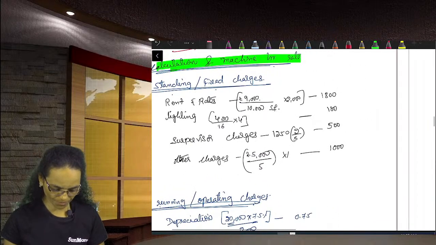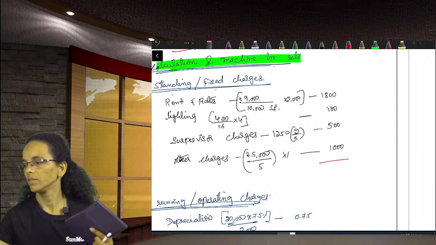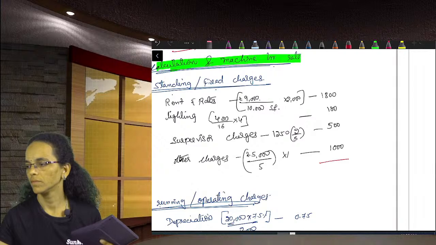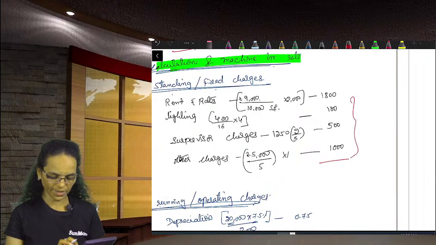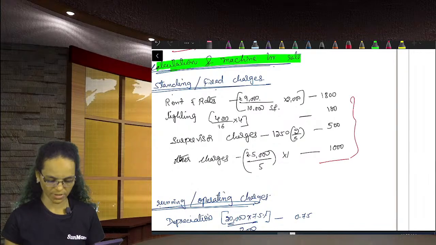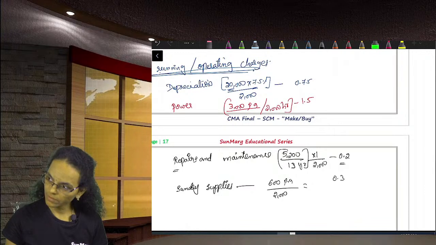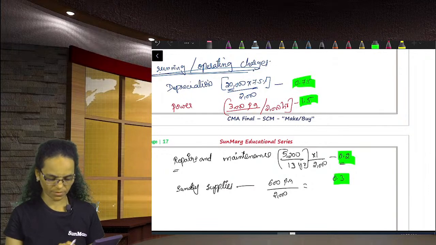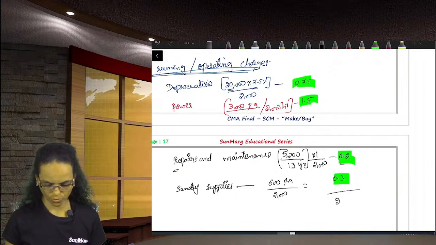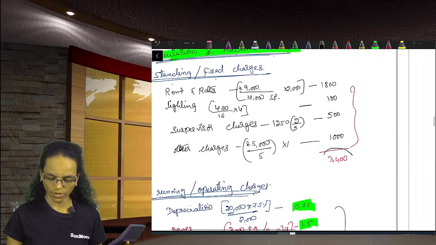Okay. Now you calculate this one, 1800 plus 100 plus 500 plus 1000, this is 3400, and this one 0.75, 0.75, 1.5, 0.2, 0.3, this is 2.75. This is already calculated in terms of the machine hour rate, but this is the whole year expenditure.